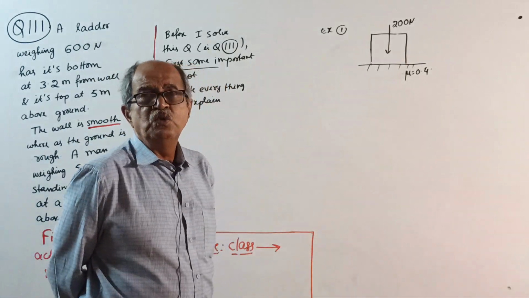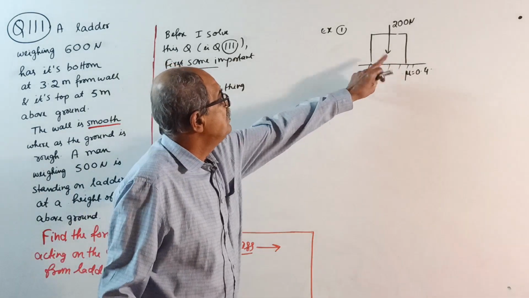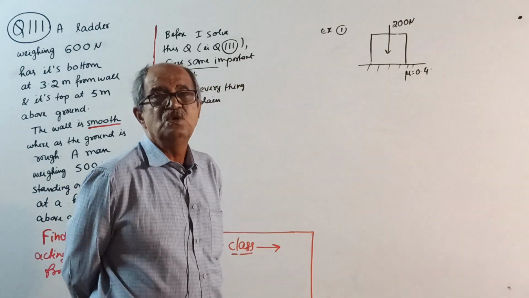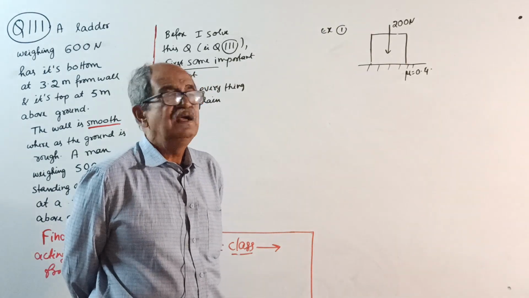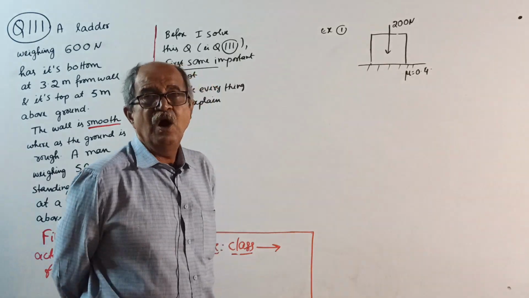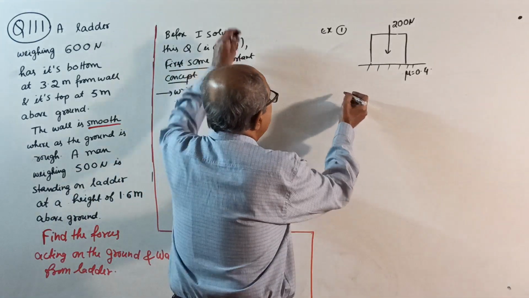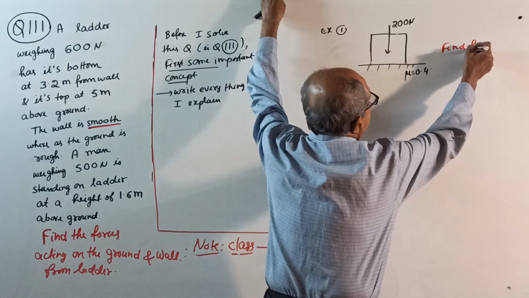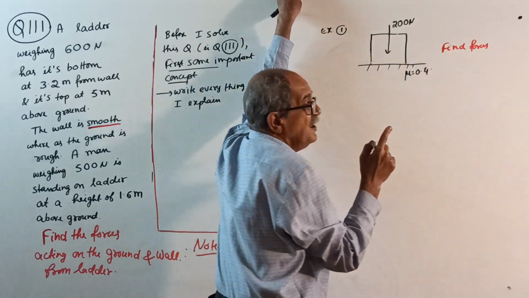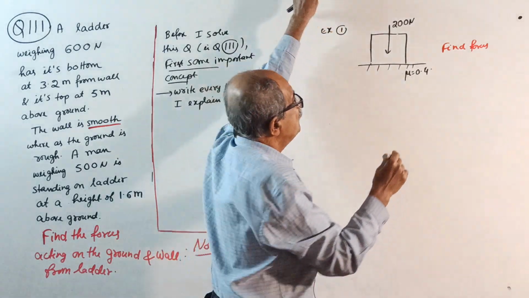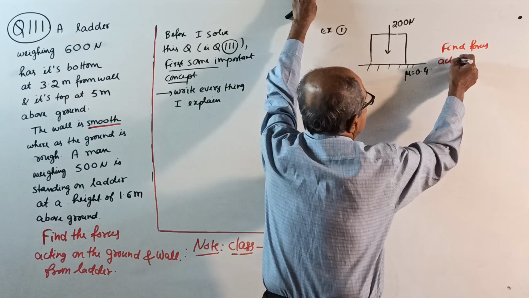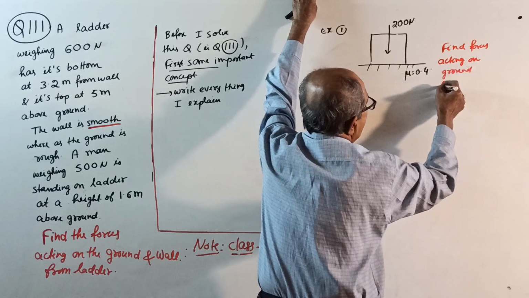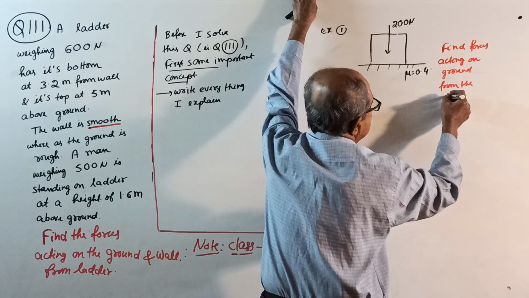A block weighing 200 Newton is placed on a rough horizontal surface where the coefficient of friction is 0.4. Over. Find forces acting on the ground. Question is here: find forces. Forces means it is plural because 2 forces are possible. Forces acting on the ground from the block.